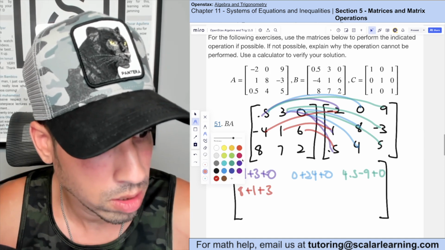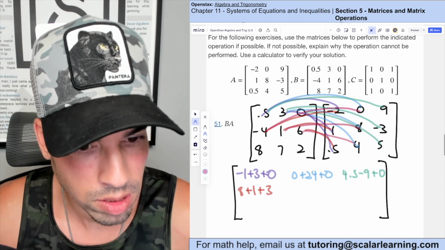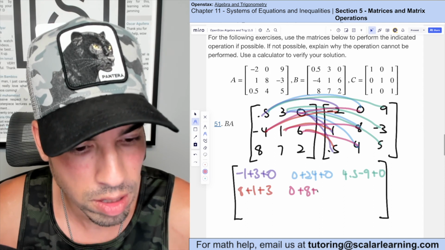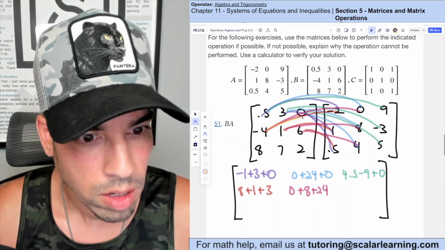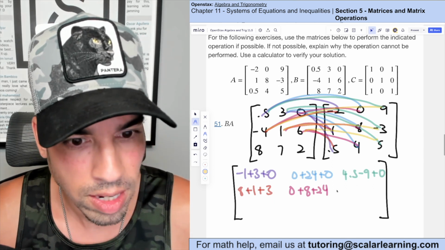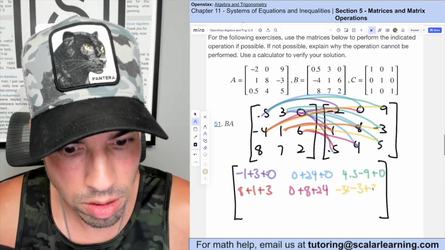Okay, next one. Let's go to this color. Negative 4 times 0 plus 1 times 8 plus 6 times 4. So that is 0 plus 8 plus 24. And then we come to the last one. Let's do this one. Negative 4 times 9 plus 1 times negative 3 plus 6 times 5. That is negative 36 minus 3 plus 30.